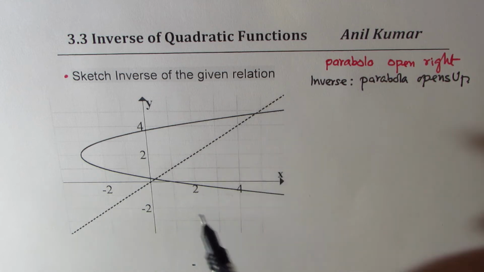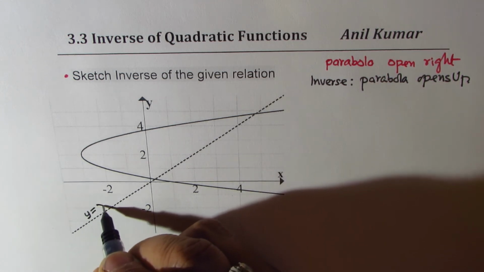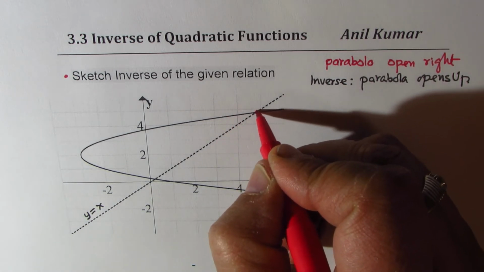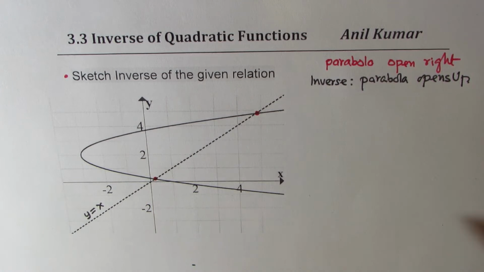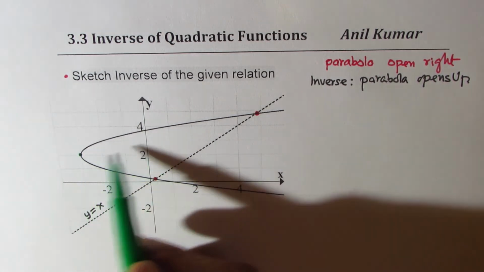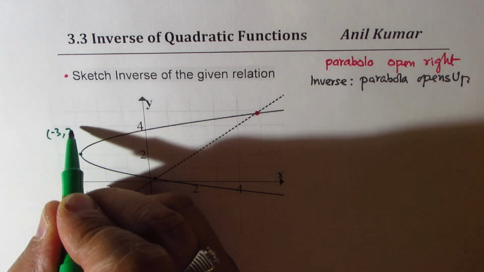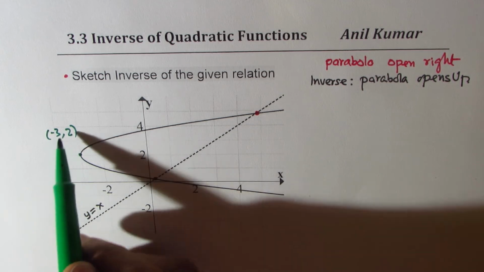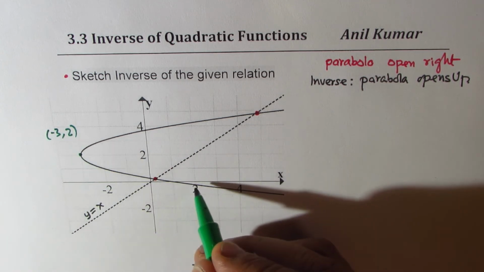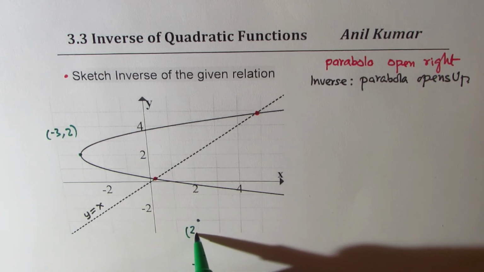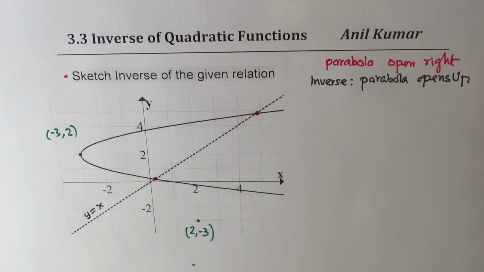Second, we know this is the line which is y equals x. So wherever the line crosses the parabola, those are invariant points, right? So y equals x. So we have two invariant points here. The other critical part to look into is the vertex itself. The vertex of this is at -3 and the y value is 2. So on the inverse, the values will swap. We get (2, -3). So at 2, we have 1, 2, 3. So this point, (2, -3), will become the vertex.